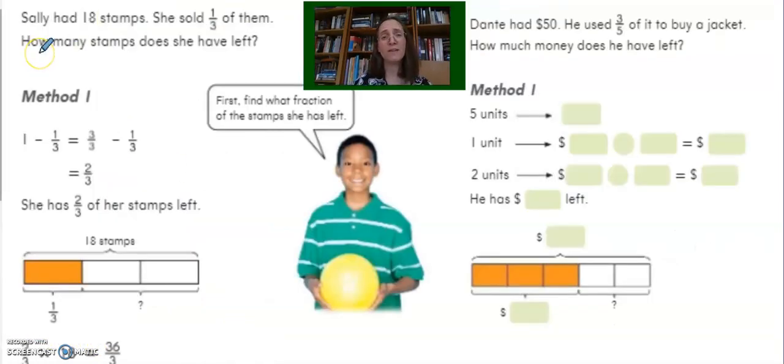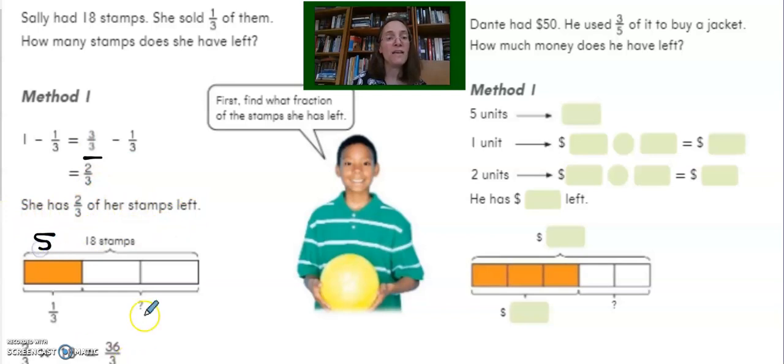So now we're involving some subtraction here from whole numbers, which with subtraction we have more than one way of looking at it. So let's take a look first of all at what this young friend is telling us about Sally, and then we'll talk about Dante's problems together. Sally had 18 stamps. She sold 1/3 of them. How many stamps does she have? Well, we could do it as the whole thing minus 1/3 is the same as 3/3 minus 1/3. 3/3 is still 1. And 3/3 minus 1/3 is 2/3. She has 2/3 of her stamps left.